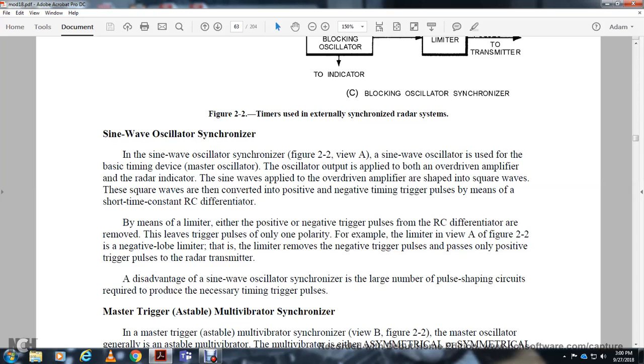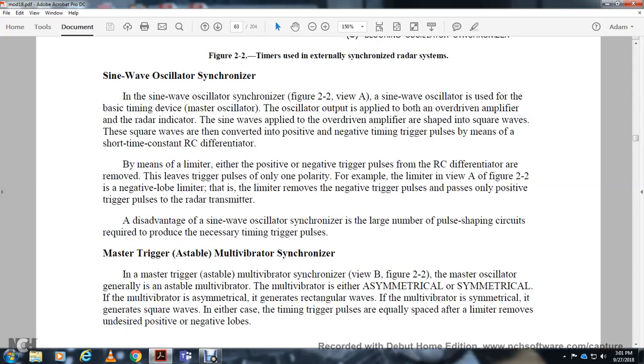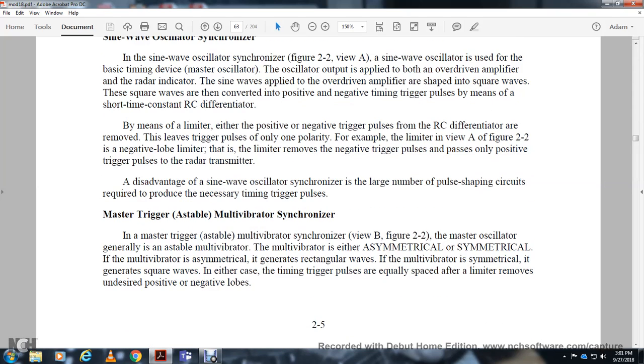The disadvantage of the sine wave oscillator synchronizer is the large number of pulse shaping circuits required to produce the necessary timing trigger pulse. Next, the master trigger and astable multivibrator synchronizer.